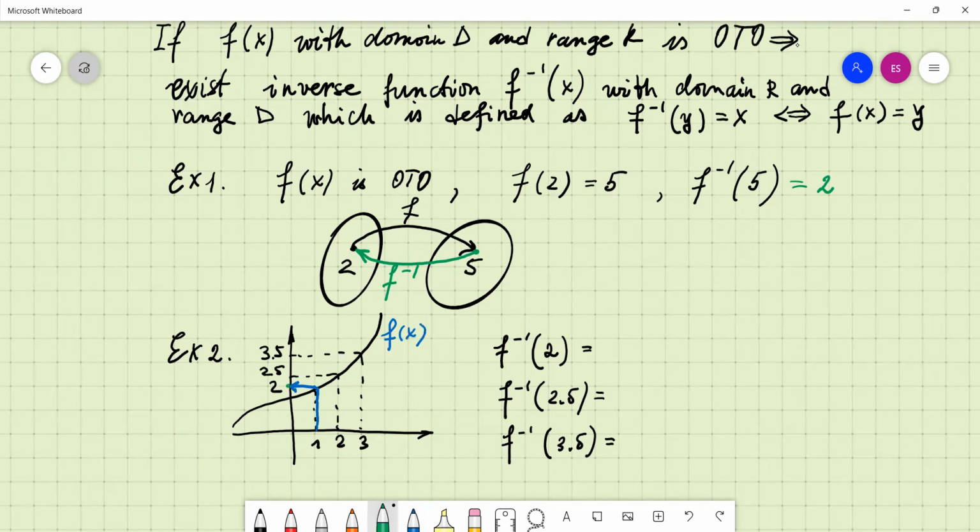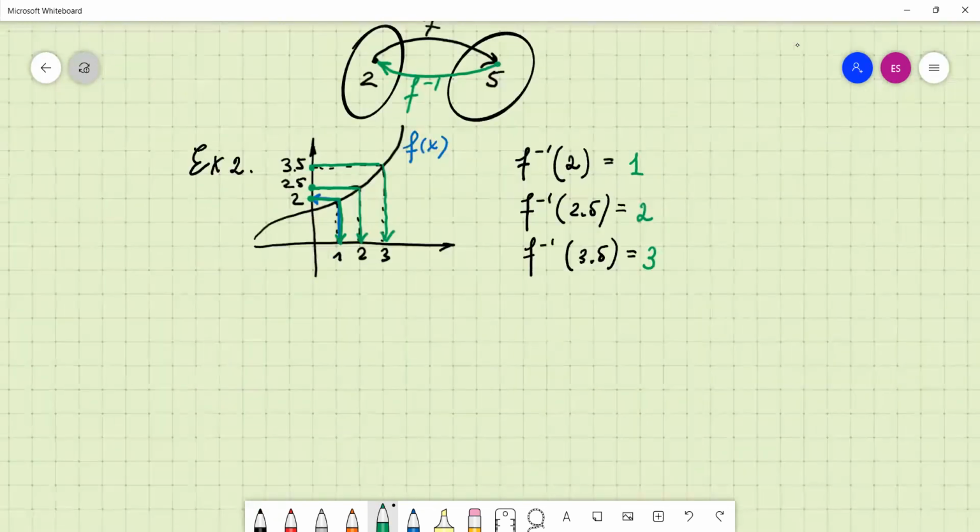The inverse function is going to take this 2 and bring it back into x. And well, what was x? x was equal to 1. Then the inverse function will take 2.5 and bring it back into x, which is going to be 2, right? And 3.5, well, again, going back, that's going to be equal to 3. Okay, so that's how we use a graph, or we can just use a table. Basically, you just name your y's as your x's and your x's as your y's, and that's going to produce the inverse function.